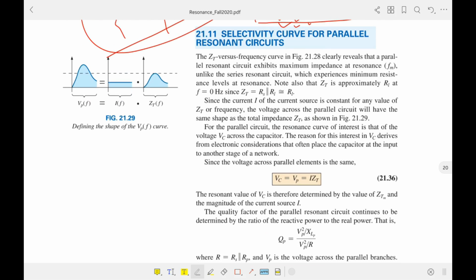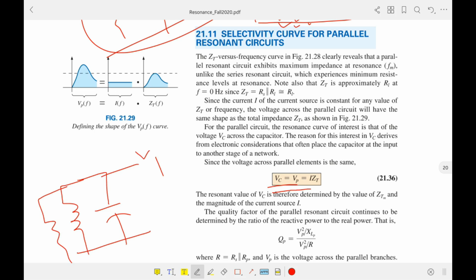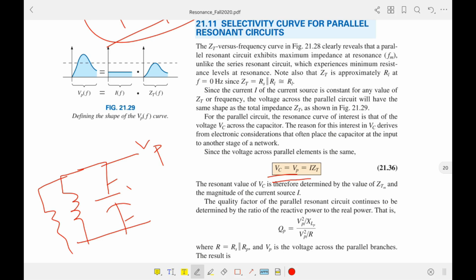Now since they are in a parallel circuit, obviously the voltage across all of them will be equal. So Vc equal to Vp. Let's say this is the parallel branch and also we have the inductance and resistance. If we consider this as Vp and this as Vc, both are equal. And you know from Ohm's law that V equals I multiplied by impedance for AC circuits. So Vc equal to Vp equal to I into Zt, where Zt is the total impedance of the circuit.